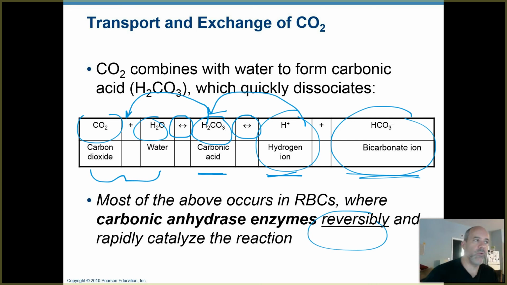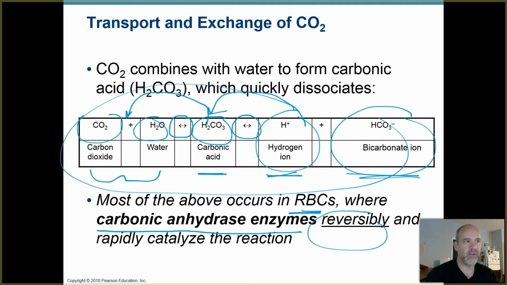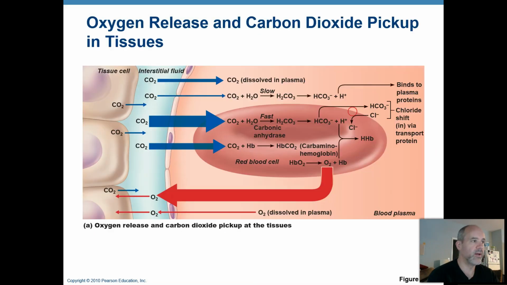CO2 and water will combine on their own pretty well to form carbonic acid, but we actually have enzymes in our red blood cells called carbonic anhydrase enzymes. Those enzymes do this chemical reaction. That's their job. Enzymes are things that speed up chemical reactions and make them more likely to happen. That's why they're so critical. In this case, these carbonic anhydrase enzymes in our red blood cells force this chemical reaction to take place. So let's see this in action and see why this is important.